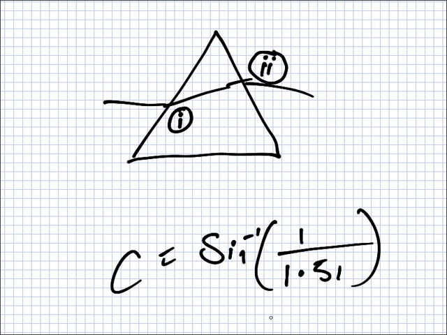I want to give you a question for homework. What version was that? Version 3? The last question, this is the formula for critical angle. It's sine inverse of n1 over n2.